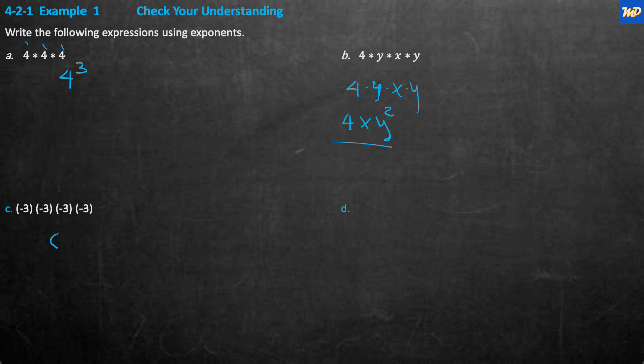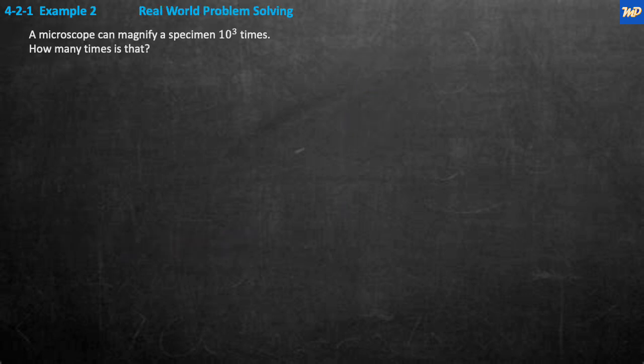Last one down here, I like to say these as the quantity. So the quantity of minus 3 times the quantity of minus 3 times the quantity minus 3 times the quantity minus 3 is equal to the quantity minus 3 to the 4th. Good. I think you probably did well on that.